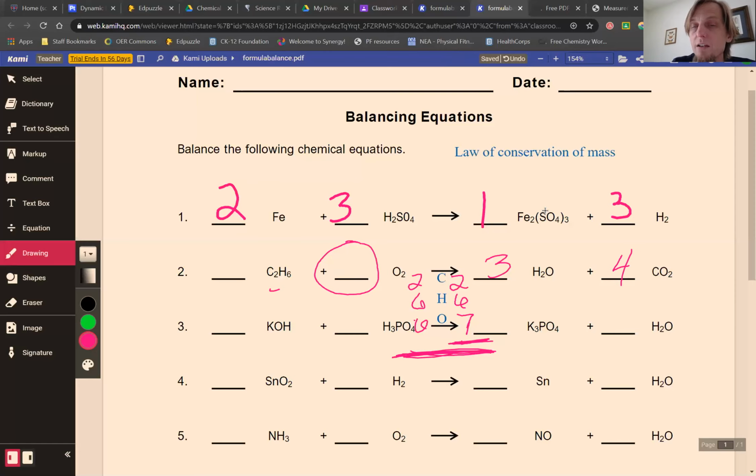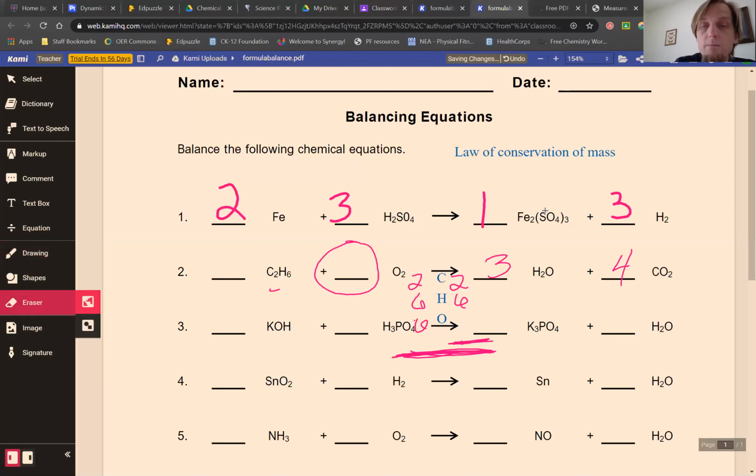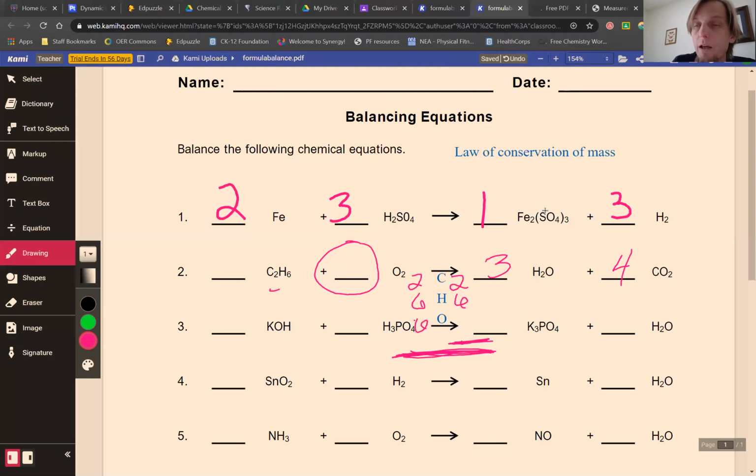So you have 8 oxygen now. I'm going to erase my 7, and now I have 8 oxygen. It's going to be 8 plus whatever I have over here. Right now it's 3, but we're not done here. So I'm going to have to erase this.